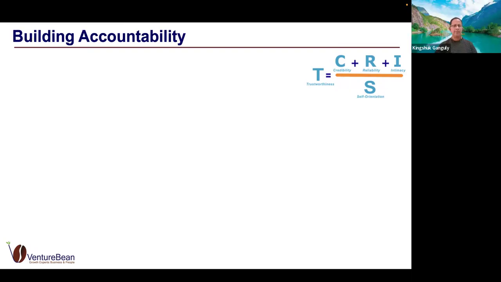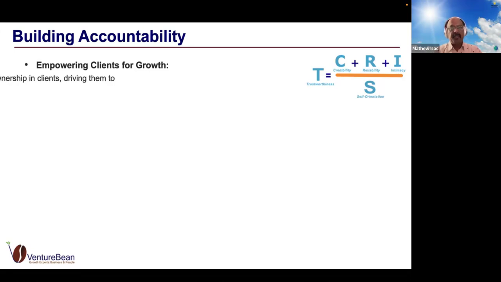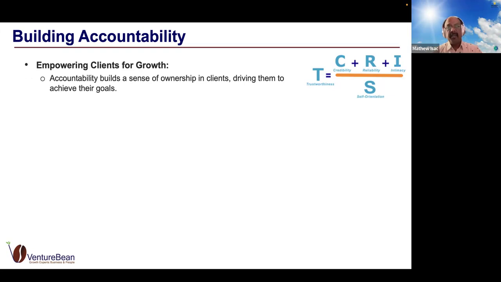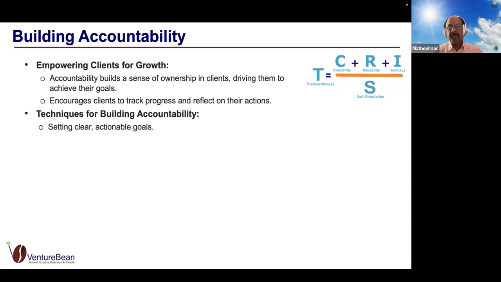So building accountability, why is it important for trust? It builds a sense of ownership in the clients. Basically, this is about getting them to drive towards their goals because the call is all about them. This can be a shade of gray in many coaching relationships. The coach is not meant to push, but to get the client to have a sense of ownership in their goals. We are encouragers. We have to get them to track their progress, reflect on their actions. That's the key part.